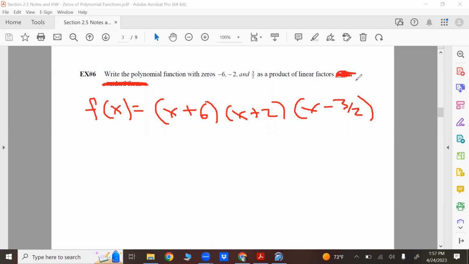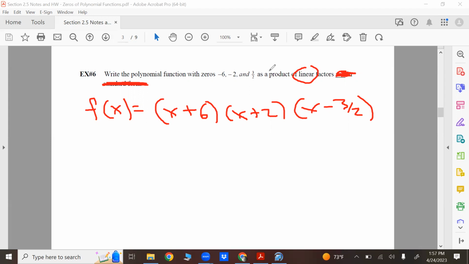Anyway, for this problem here, I don't want you writing in standard form. That just takes too long. That's a lot of foiling. That's not necessary. The bottom line is this: you need to have linear factors, like x minus a number. If -6 is an x-intercept, of course x plus 6 is a factor. If -2 is an x-intercept, of course x plus 2 is a factor. If 3 halves is an x-intercept, x minus 3 halves would be a factor, or you rewrite this as 3x minus 2.